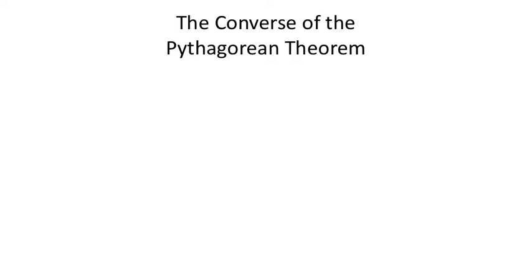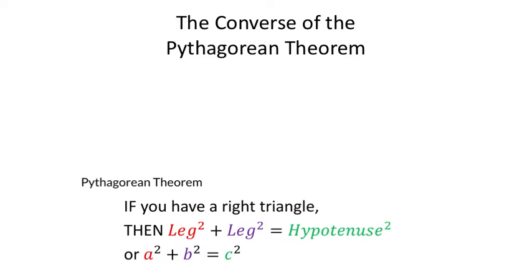All right, now the converse of the Pythagorean theorem. Converse just means that we're going to do it backwards, okay? So the converse, remember the Pythagorean theorem, right? All right, there's our Pythagorean theorem at the bottom. If you have a right triangle, then leg to the power of 2 plus leg to the power of 2 equals hypotenuse to the power of 2.